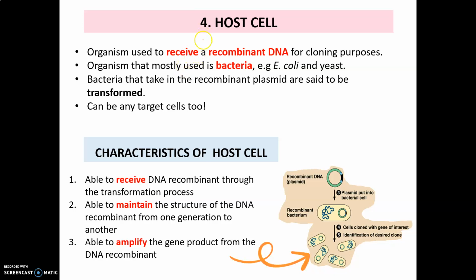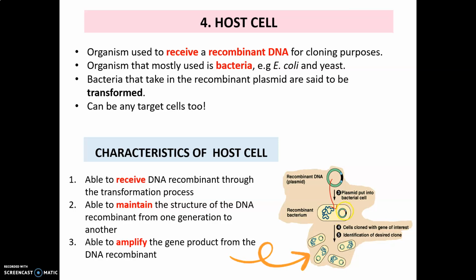Okay, yang keempat adalah host cell, ataupun target cell, di mana sel yang akan terima the plasmid DNA. The characteristic of the host cell yang paling penting adalah able to receive recombinant DNA, ataupun recombinant plasmid, through transformation process. Nanti kita akan tengok the steps lah. Dan bila dia dah terima masuk ke dalam ini, it should be able to maintain the recombinant plasmid.